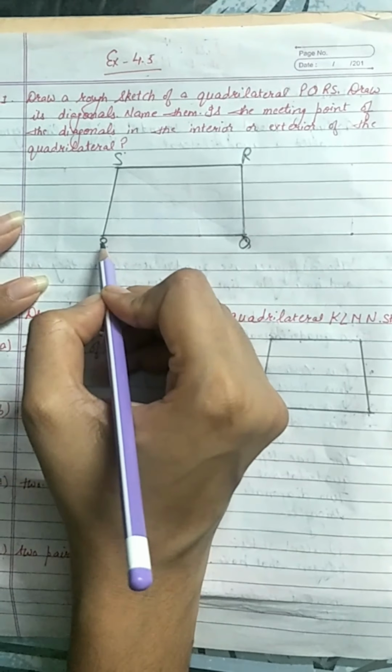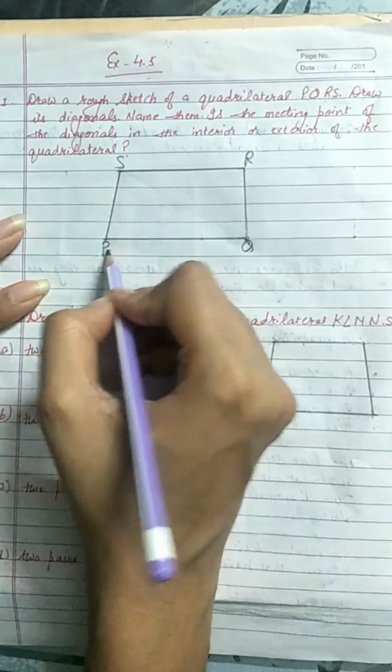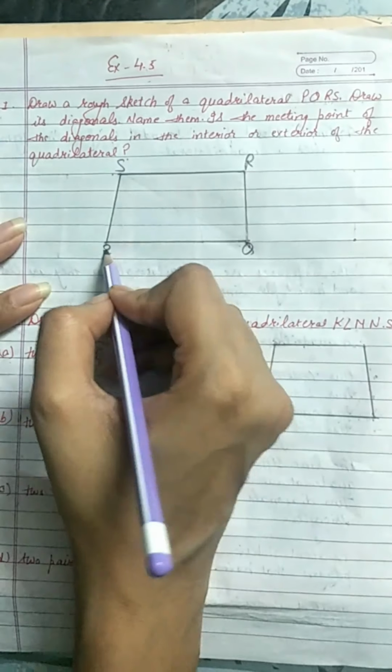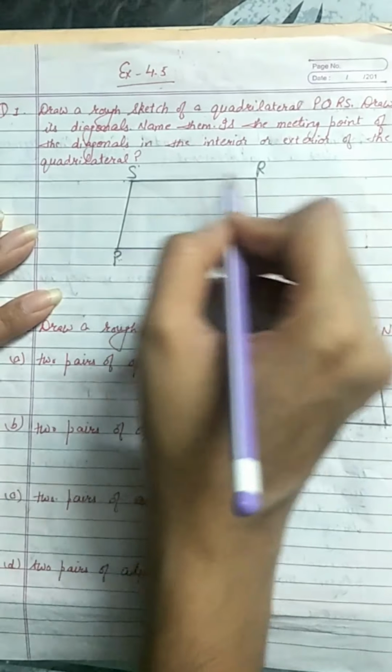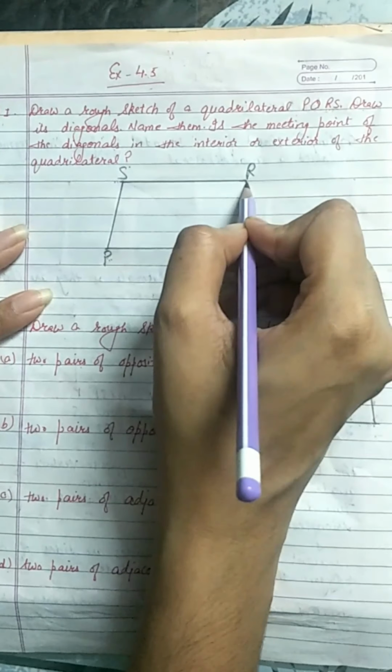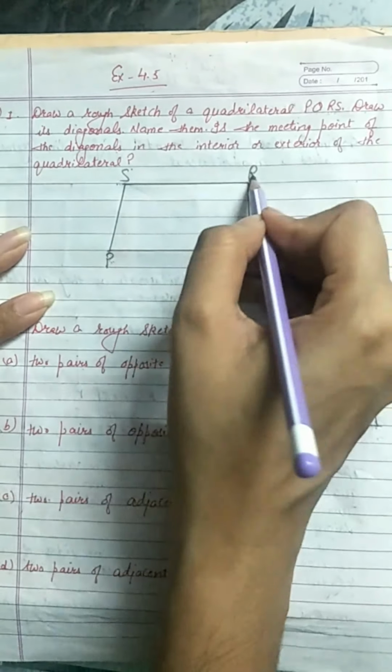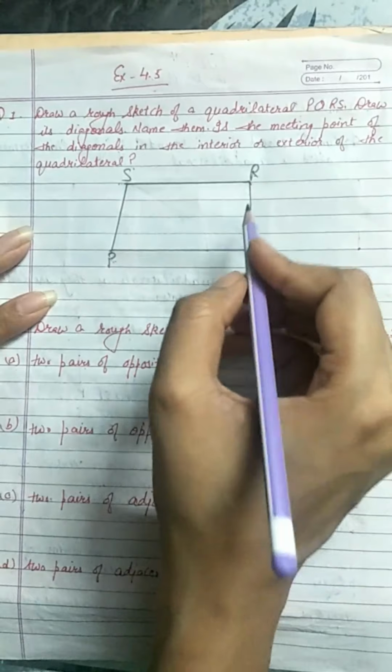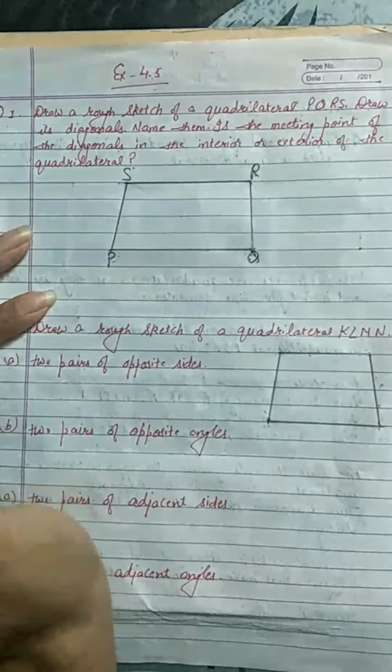Students, make sure you give the name in sequence order. PQRS. Don't give it in a scrambled order. In this way you can write; either you can write it this way or that way, but keep the sequence. I hope this point is clear to all.